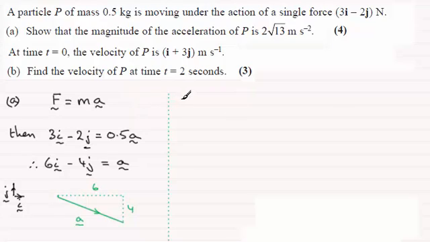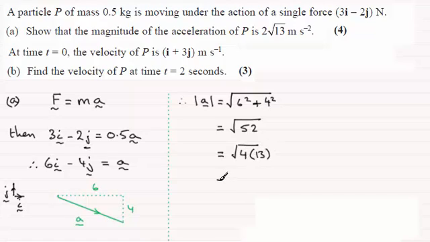So therefore, the magnitude of the vector a is going to be equal to the square root of 6 squared plus 4 squared. And if you work this out, you get the root of 36 plus 16, which is 52. And you can break out 52 as 4 times 13. This is the root of 4 times 13. You can square root 4, it's 2, and just leave it as root 13. So 2 root 13 meters per second. So that's shown that the magnitude of the acceleration of P is 2 root 13.